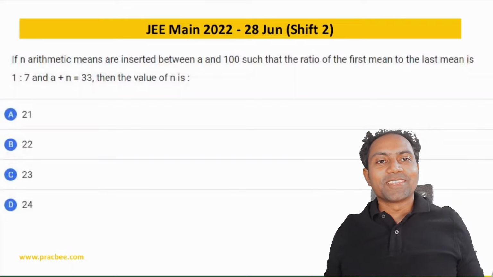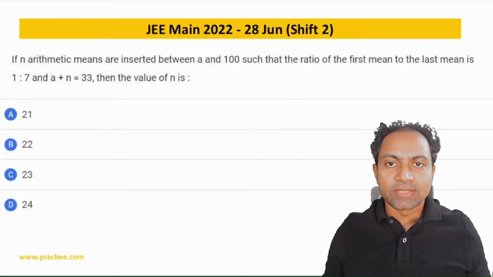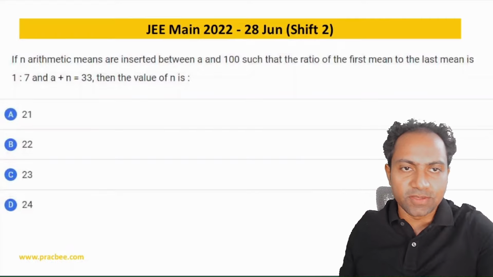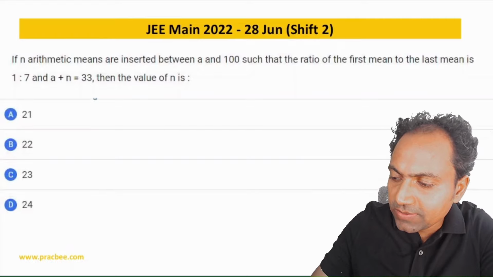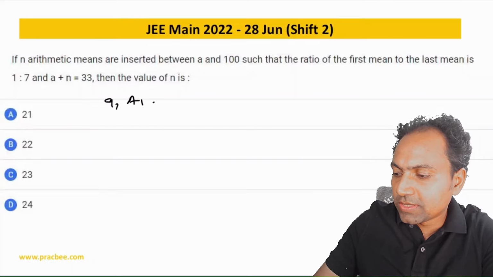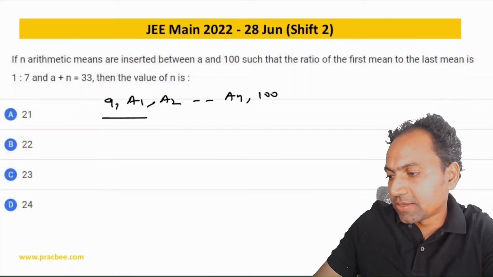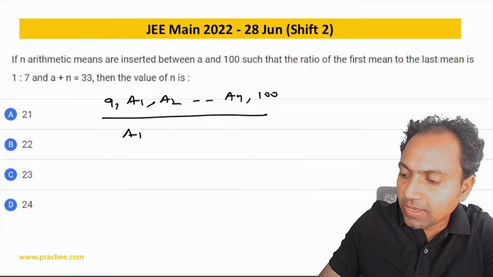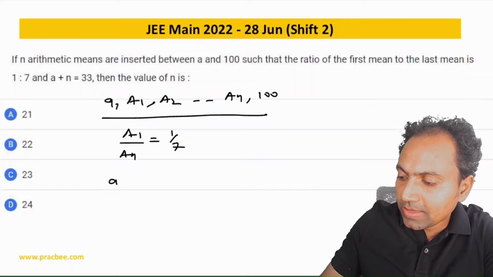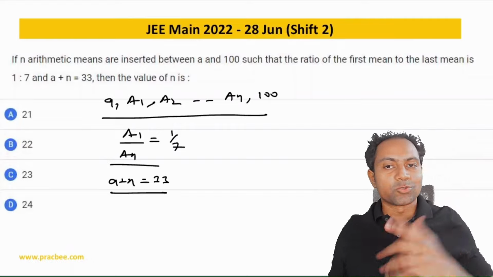Let us go into the next question. In this question, again, we have to insert N arithmetic means between A and 100. The ratio of the first and the last mean is 1:7, and another condition between A and N is given. So let us write it down. We need to put N arithmetic means. If I start with A, then the first one is A1, then A2, up to AN, and then 100. Another information given is A1 by AN is 1/7, and A plus N is equal to 33. So these three pieces of information are given in the question. Based on this, they want us to solve this question.